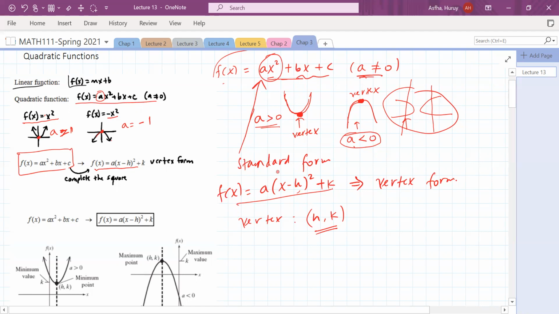But the question is, how do we change from standard form to vertex form? If I'm given any function, how can I rewrite it into vertex form?